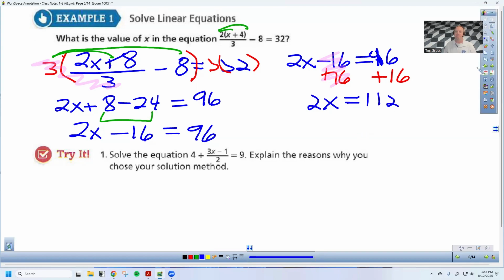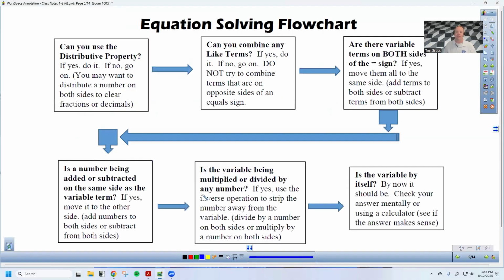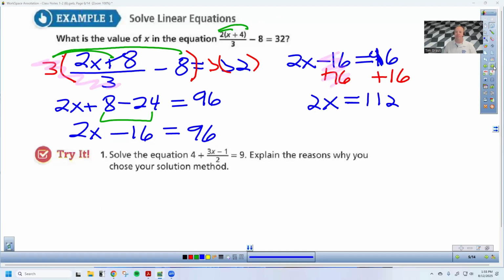And back to our equation solving flowchart. Is a variable being multiplied or divided by any number? Yes, it's being multiplied by a 2. So we are going to use the inverse operation. We're going to divide by 2 to cancel out that 2. Again, it just kind of Candy Crushes away. It's gone, leaving x isolated. That was my goal. And on the other side, 112 divided by 2 gives me 56.